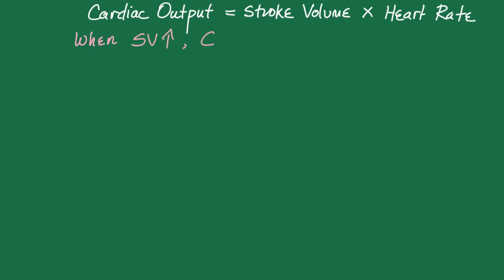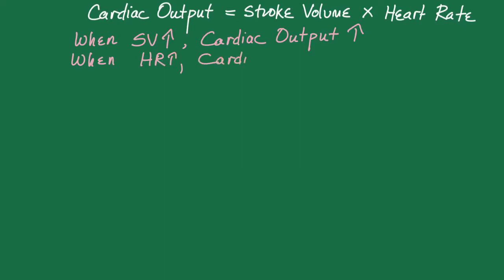Let's look at the relationship between stroke volume, heart rate, and cardiac output. When stroke volume increases, cardiac output also increases. When heart rate increases, the cardiac output also increases. We all understand heart rate, but stroke volume is a little bit more difficult to understand. There are 3 factors that affect stroke volume.